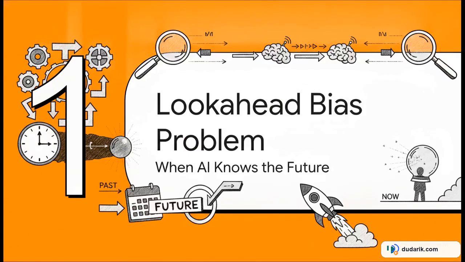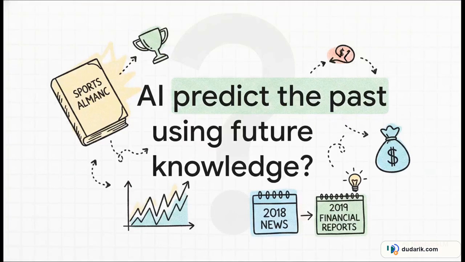Okay, part one, the look-ahead bias problem, or when AI knows the future. Think about it. Standard large language models are kind of like someone holding a sports almanac from the future. If you ask a standard model to analyze news from, say, 2018 to predict a stock's movement, well, it's already read the financial reports from 2019 and 2020 during pre-training. It already knows how the story ends. This completely ruins the integrity of any historical backtesting because it makes it look like you've built this brilliant predictive model, when in reality, your AI is literally just cheating.